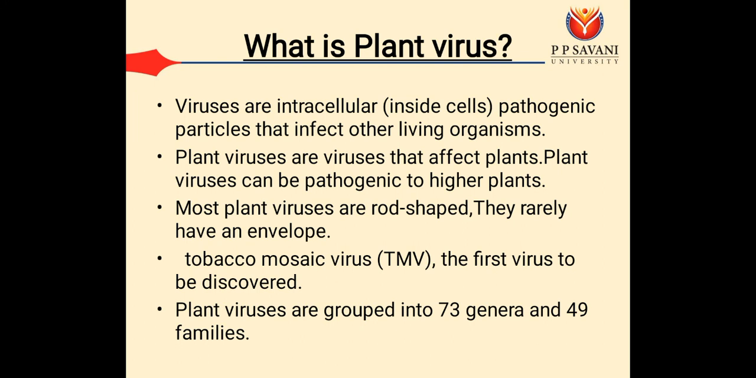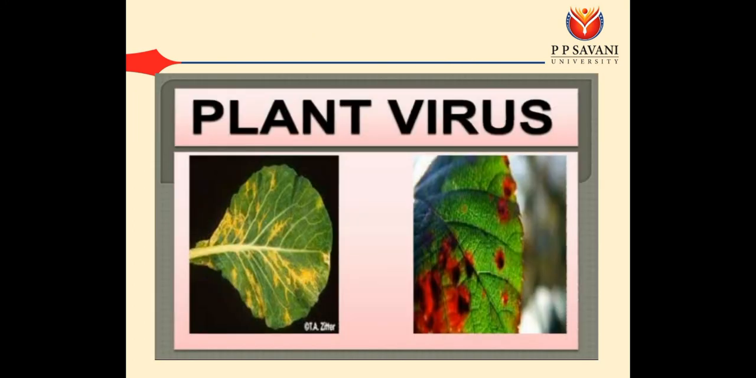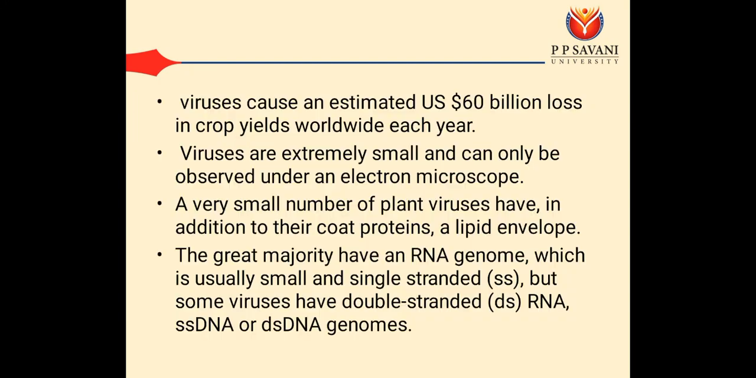Viruses are intracellular pathogenic particles that infect other living organisms. We know viruses affect plants. Most plant viruses are rod-shaped. They rarely have an envelope. Tobacco mosaic virus was the first virus to be discovered. Plant viruses are grouped in 73 genera and 49 families. This is a picture of a plant virus.